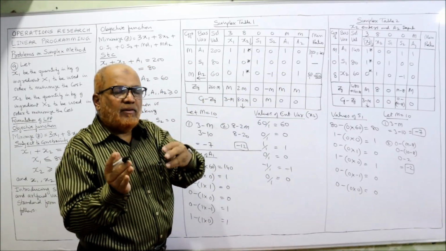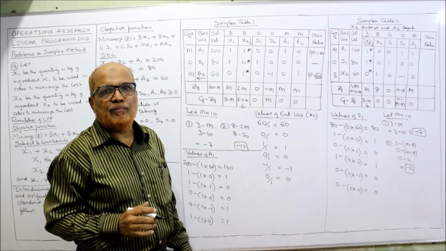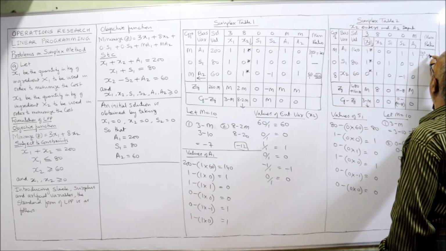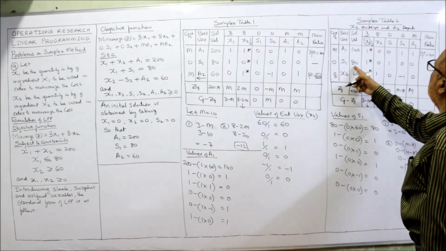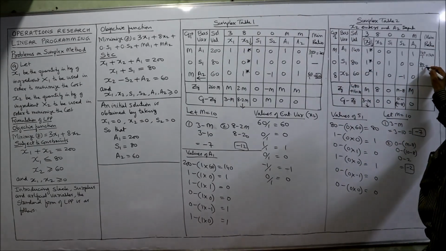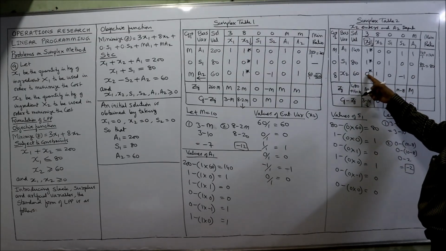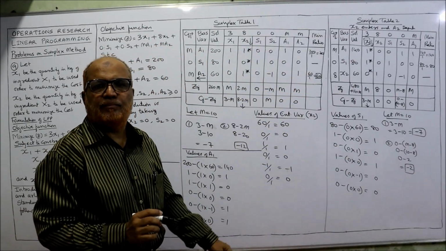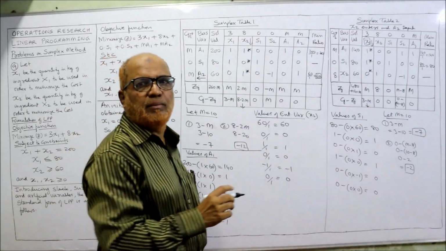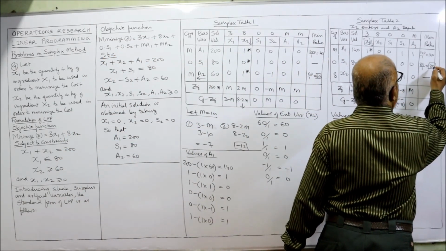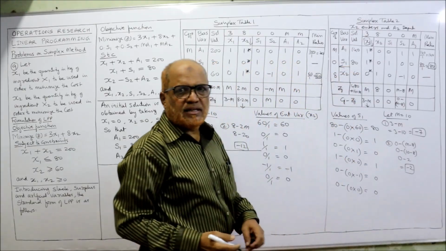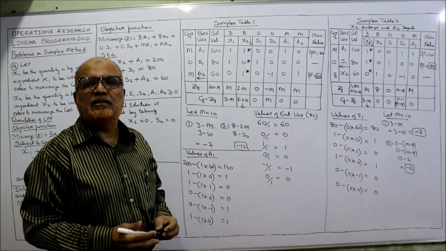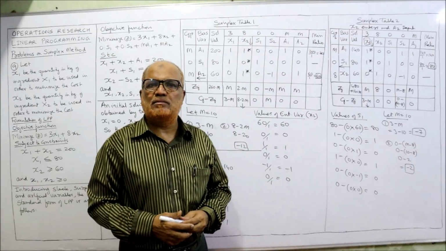Now which variable will depart? That depends on minimum ratio. Now minimum ratio we calculate: 140 divided by 1 is 140. And here 80 divided by 1 is equal to 80. Here 60 divided by 0 is undefined. So we got minimum ratio 140 and 80. Whichever is minimum? 80 is minimum. So departing variable is S1. In the next table, X1 will enter and S1 will depart. That is simplex table 3.